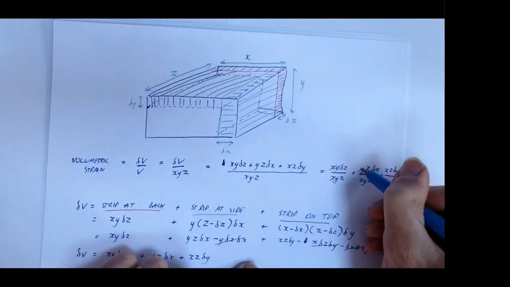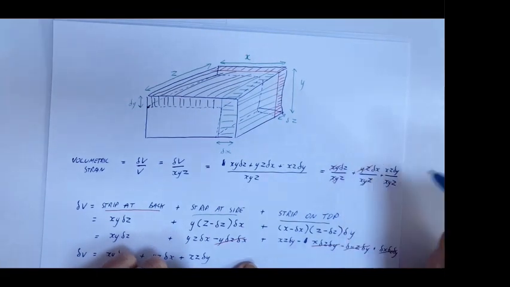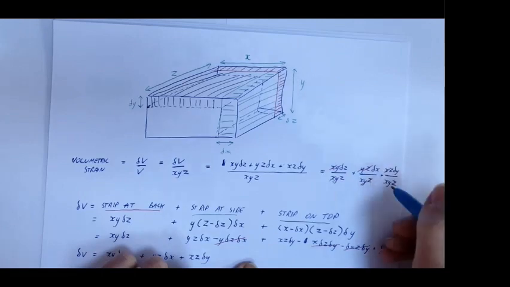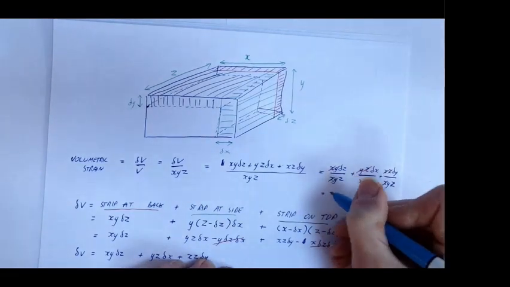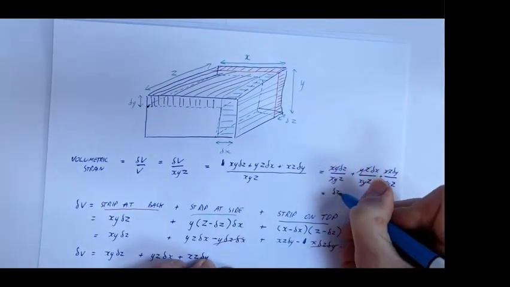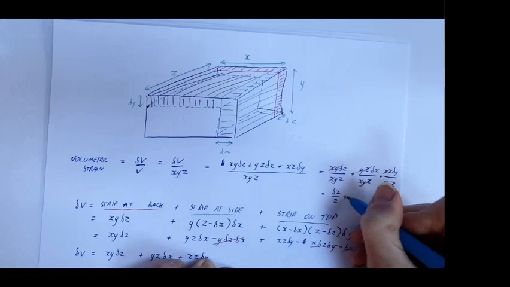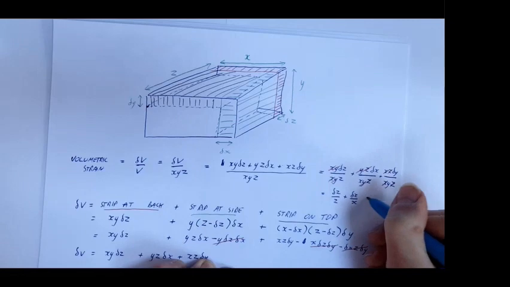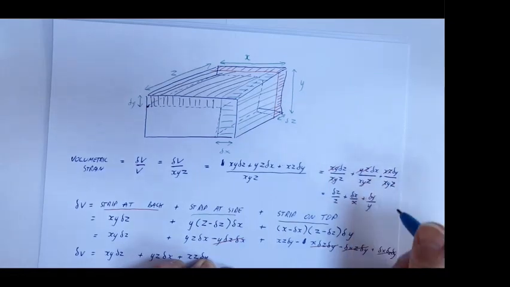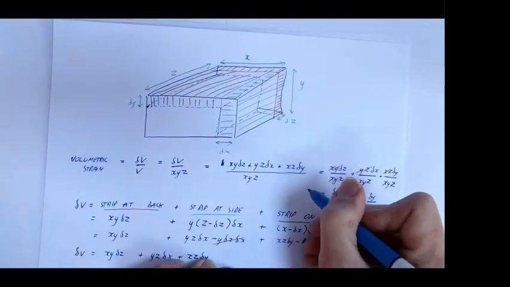Clearly y and z cancel with y and z there, so you've got delta x over x. And clearly x and z cancel with x and z there, so you've got delta y over y. So that is equal to delta z over z plus delta x over x plus delta y over y. Okay, now that's our volumetric strain.